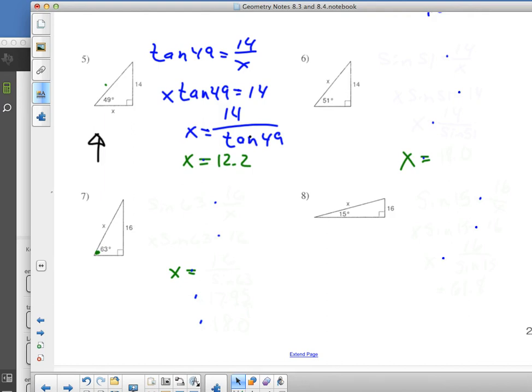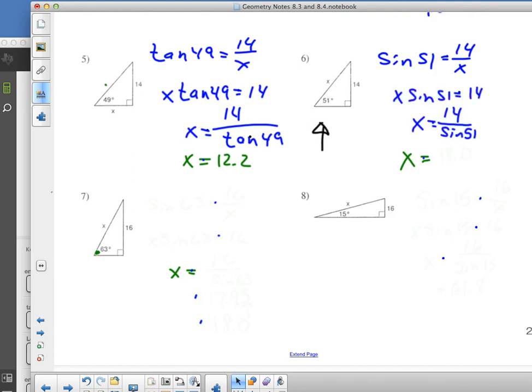Okay, 6. Hopefully you're working ahead of me. 51, opposite is 14. Hypotenuse, X, opposite hypotenuse, sine. Sine of 51 equals 14 over X. I'm going to multiply both sides by X, and I'm going to divide. I got 14 over sine of 51. I pop it in my calculator. I get 18.